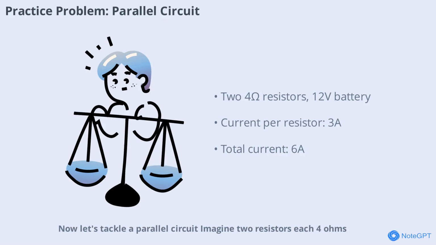Now let's tackle a parallel circuit. Imagine two resistors, each 4 ohms, connected to a 12-volt battery. The voltage across each resistor is 12 volts. Using Ohm's law, the current through each resistor is 3 amperes. The total current is the sum of both, so 6 amperes. Practicing with parallel circuits helps you understand how current and resistance interact in more complex setups.